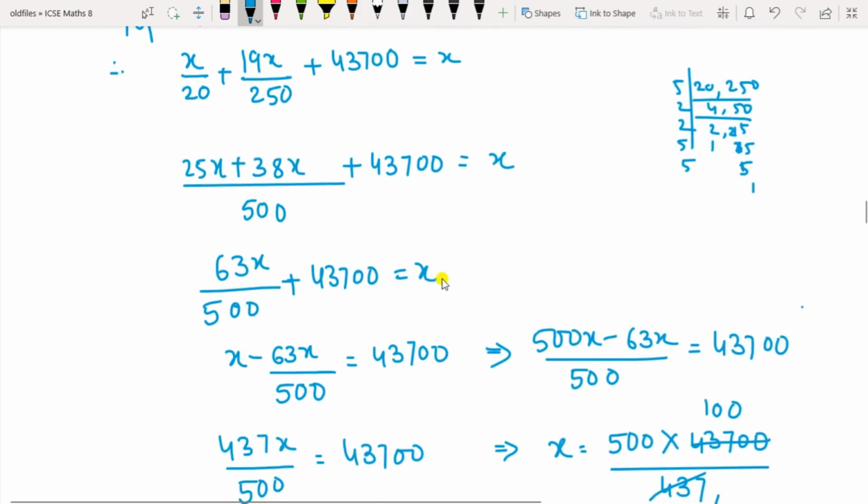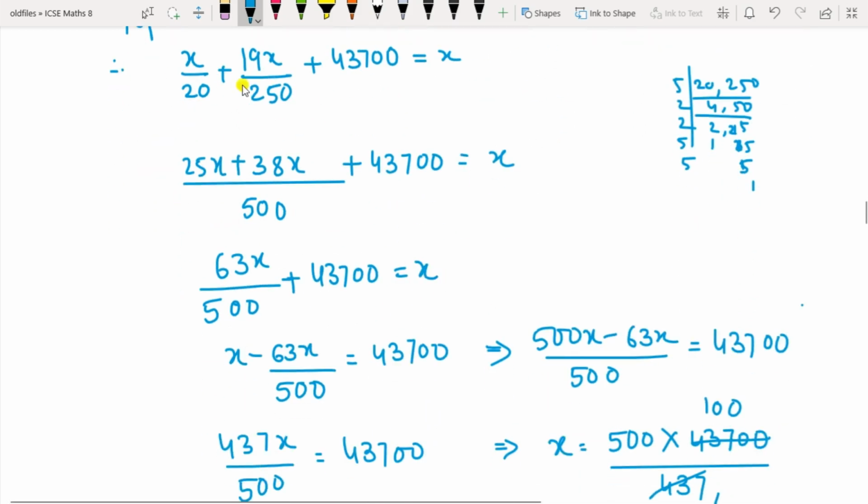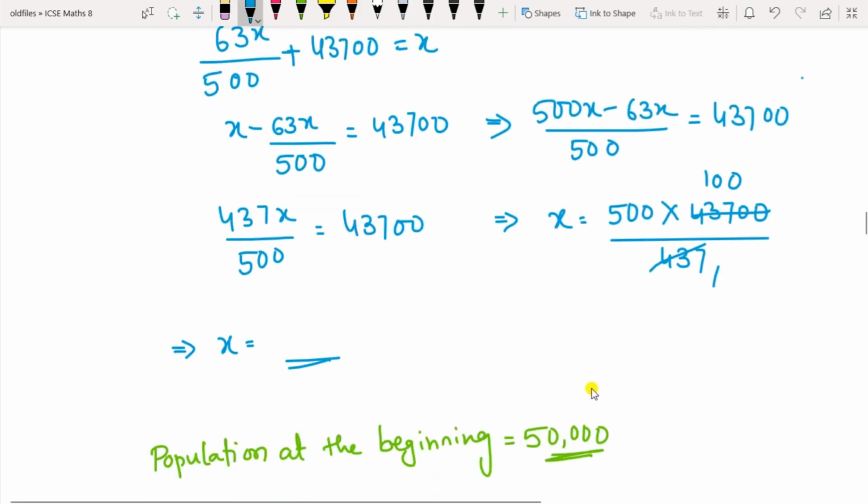As you did earlier, take the LCM of the like terms and solve it. Again bring the like terms together. Again take the LCM. And find the value of x here. So the value of x you get is 50,000. So the population at the beginning was 50,000.